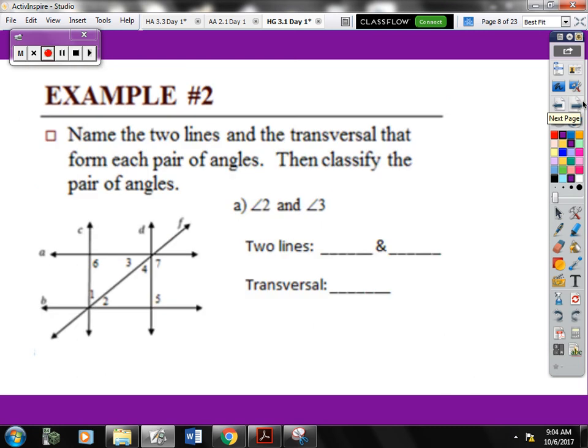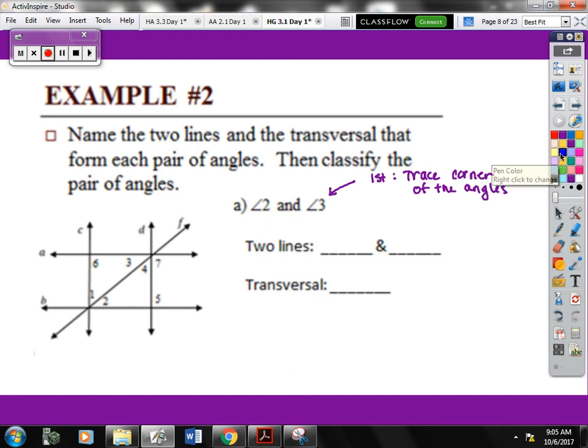We have a lot of lines and a lot of lines cutting through them. Name the 2 lines and the transversal that form each pair of angles. Then classify the pair of angles as corresponding, alternate interior, alternate exterior, etc. Right now it seems really confusing to memorize all those words, but after a couple days you will get them because you'll see them so much. So the first thing I suggest you do is trace these angles. Trace the corner of the angles.